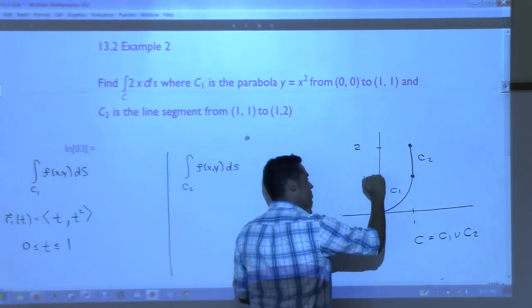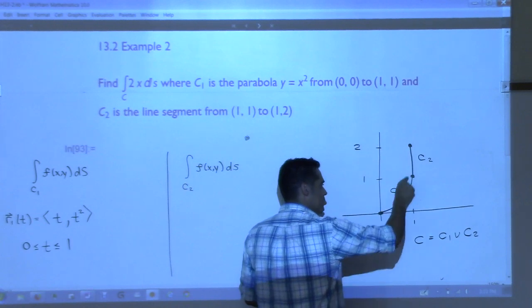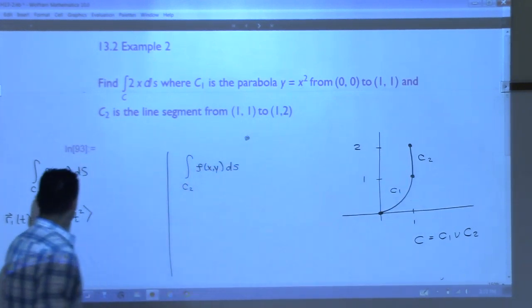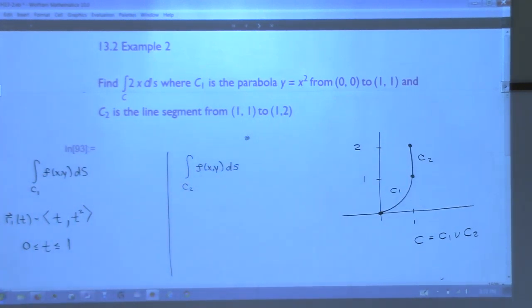Now the y is the t squared, that's this part right here. That's the x squared. Okay, good. I think at this point we're ready to set it up, aren't we? Do you want to help me set it up?